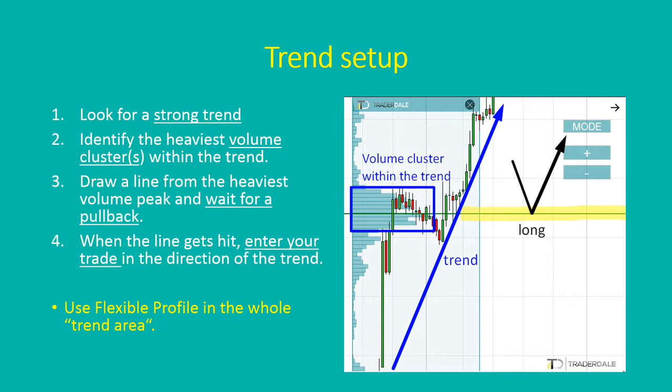And what I also wanted to mention is that you use the flexible profile in the whole trend area. So when there is a trend, you use the flexible profile over the whole trend. If there is a trend like this, you use the flexible profile on this whole area. You are interested in the whole trend. And if you do that, you will see the most significant volume clusters within the trend. There can be one, there can be two, there could be 3 or 4, and you can trade all of them.